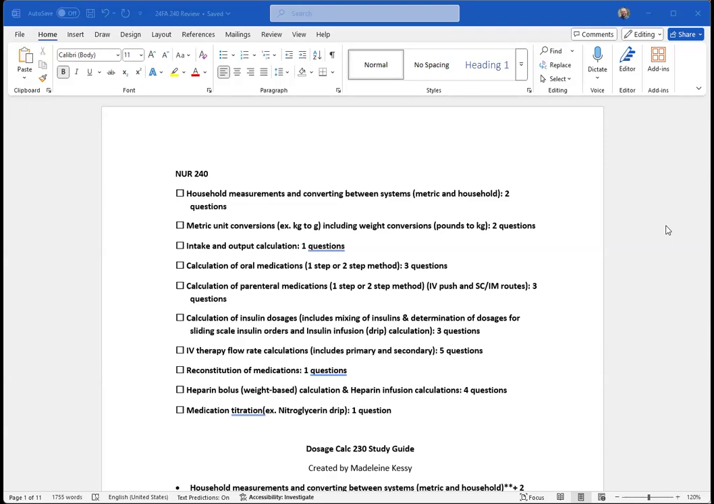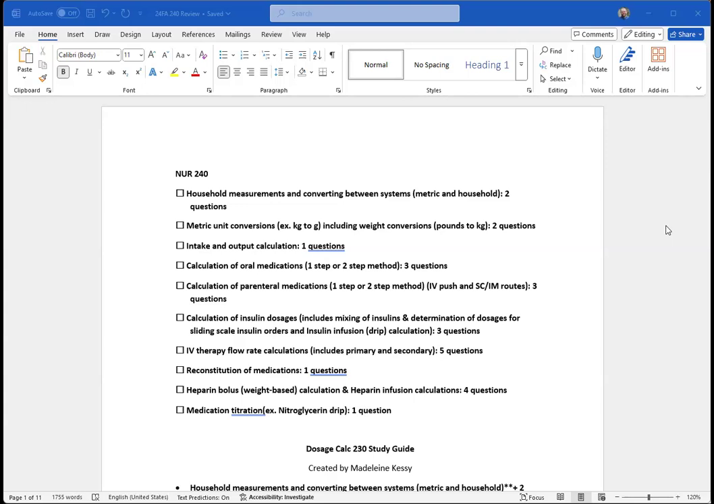You know how to do your household measurements. You know how to convert between the systems, between metric and household. You know how to convert metric to metric. You know how to convert pounds to kilograms. You know how to do your intake question, where you calculate the volume based off of what's available to you, like the fruit cocktail and the pudding and the jello and the ice cream pop and all that kind of stuff. You know how to do those things.